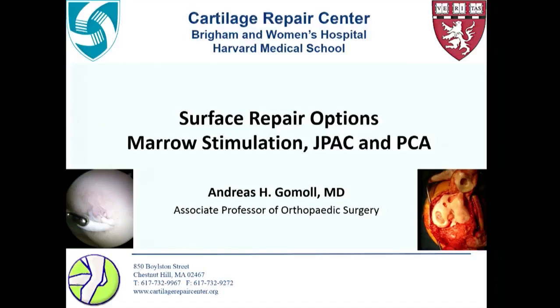So for years we've had marrow stimulation, we've had osteochondral autograft, allograft, and ACI. And now all of a sudden we have a bunch of new exciting options as well, but all in the allograft world. So in 2017, these are the options we have. So we have debridement, you heard about that.